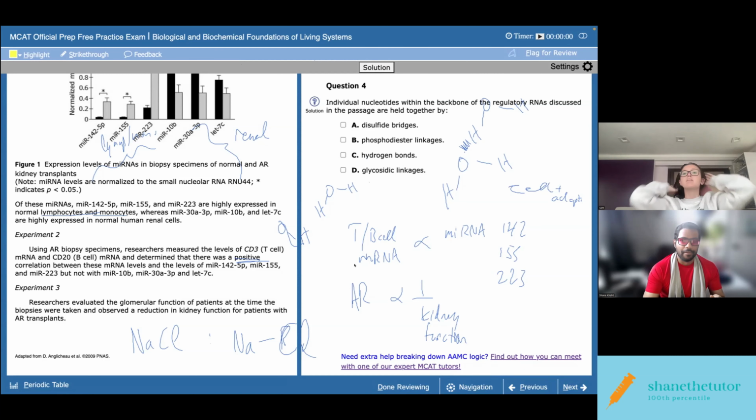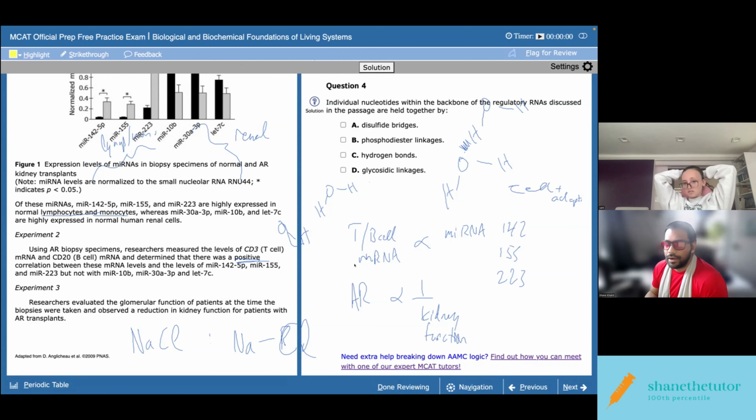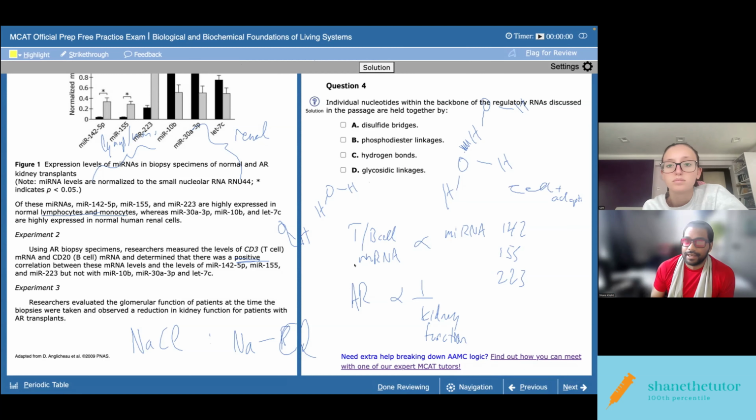Okay. So hydrogen bonds here are the only choice that has an intermolecular bond, right? Now A, B, and D are all straight up covalent bonds that you would draw with a line, right?